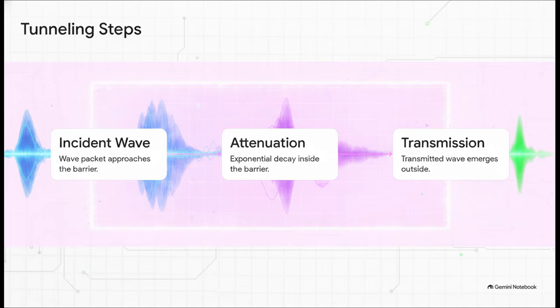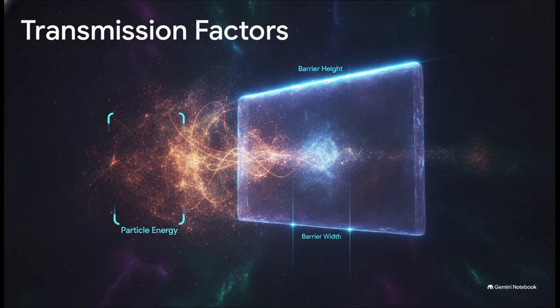But if the wall isn't too thick, we hit step 3. The transmitted wave emerges on the other side. A portion of the probability wave survived, meaning our particle has effectively tunneled right through. Now, obviously, not every particle makes it through. It's not a free-for-all. The exact probability of tunneling is strictly governed by 3 specific variables.